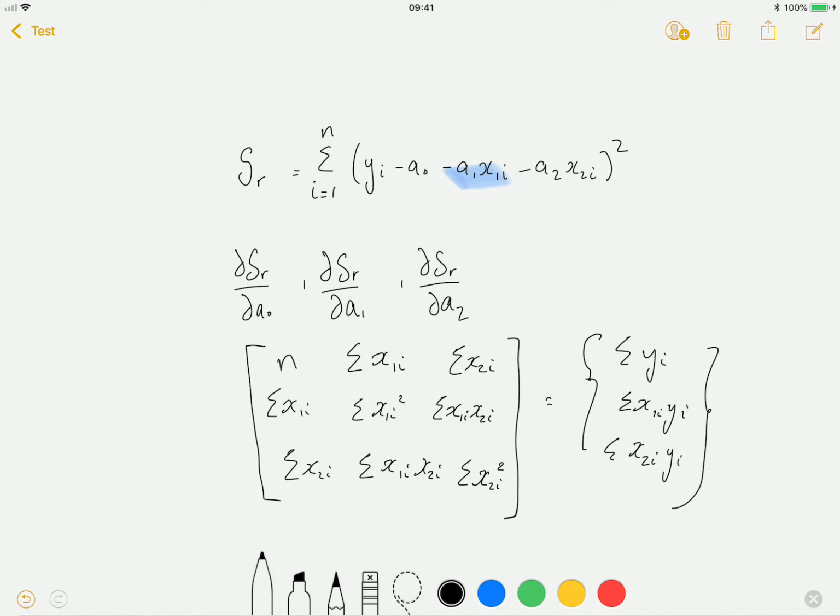Okay, so what does this term mean here? The sum of x1i. Well, we are summing n x1 values because we have n data points. So x1 is going to be repeated n times. That is very different from saying there are n dependent variables, n degrees of freedom, for example.